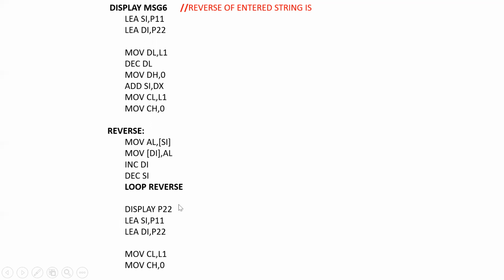Then display p12. You are going to display the second one, the reversed string, and again p11 is nothing but your entered string that you load into source index. Again we load p12 into destination index, and again you run a counter, CH comma 0. You are going to reverse each and every character one by one till the counter becomes 0. After reversing, it will be the same, that is NAYAN.